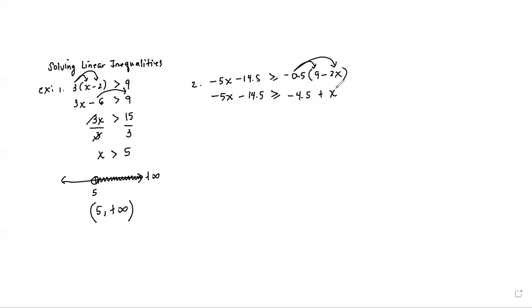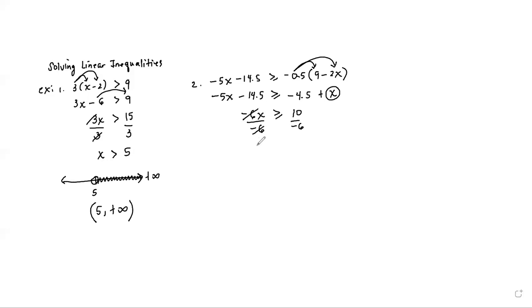So if we transpose x to the left side, then that will be negative 5x minus x. So that gives us negative 6x is greater than or equal to negative 14.5, which when transposed to the right side will give us positive 10. And then dividing both sides by negative 6 will reverse the inequality. So remember, the multiplication property of inequality states that if you multiply both sides of the inequality by a negative number, then that means we need to reverse the inequality.